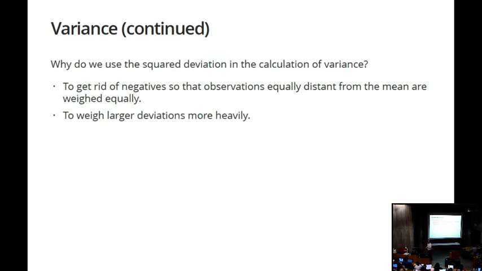And so the variance can never be negative because it's a squared quantity. So the smallest possible variance is zero.